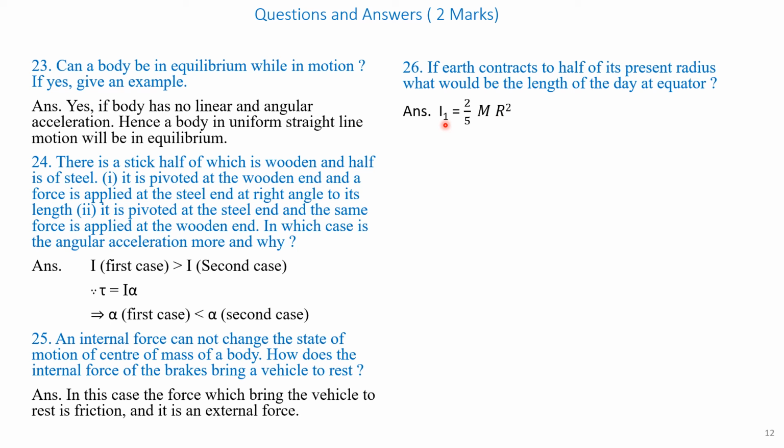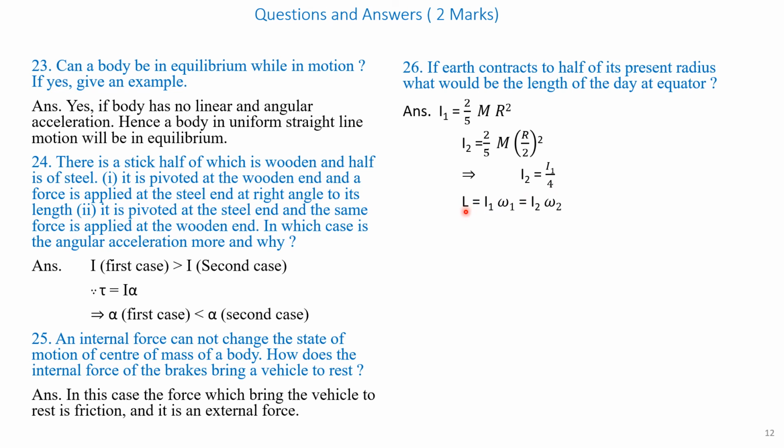Answer. I1 is equal to 2 by 5 mr square. That is the moment of inertia. So when the Earth contracts, the radius reduces. I2 will be equal to 2 by 5 into m and r becomes half, hence it is (r by 2) whole square. Therefore I2 will be equal to I1 by 4.